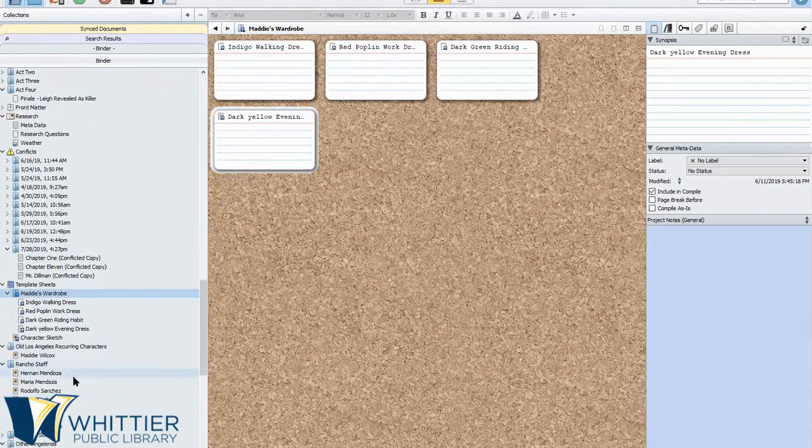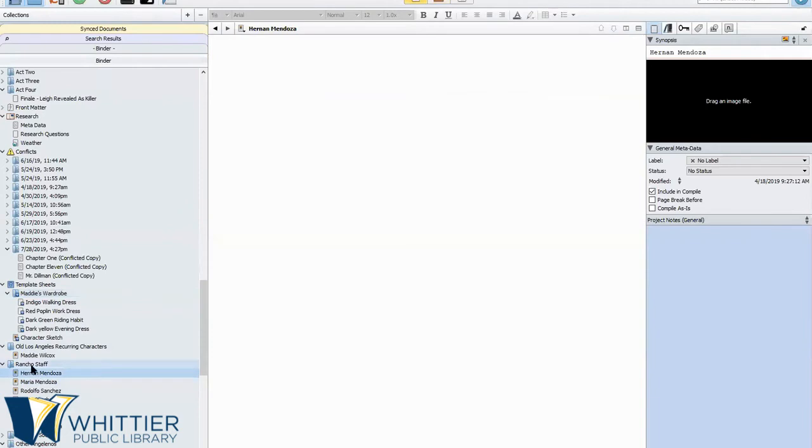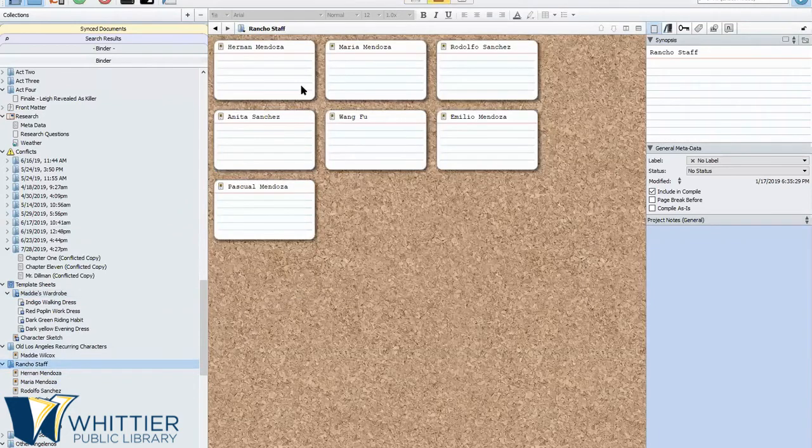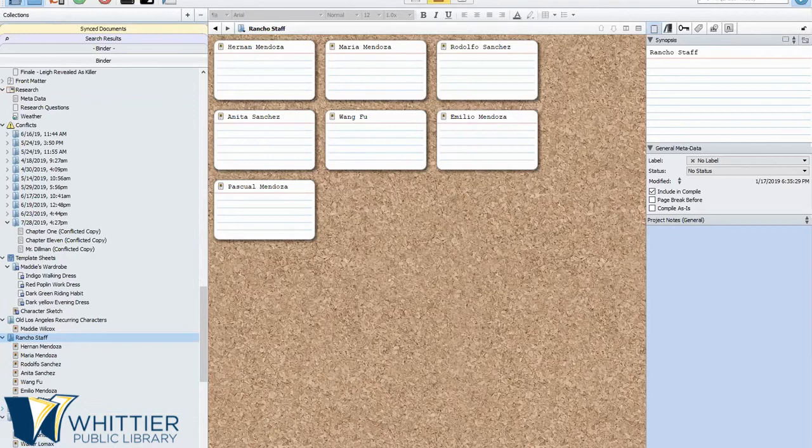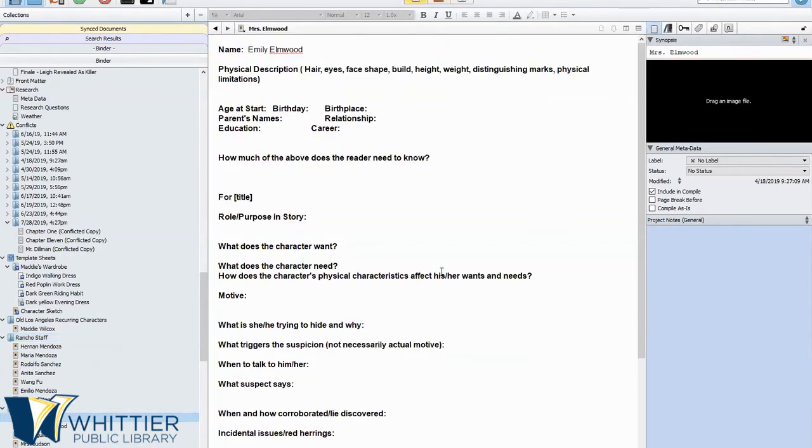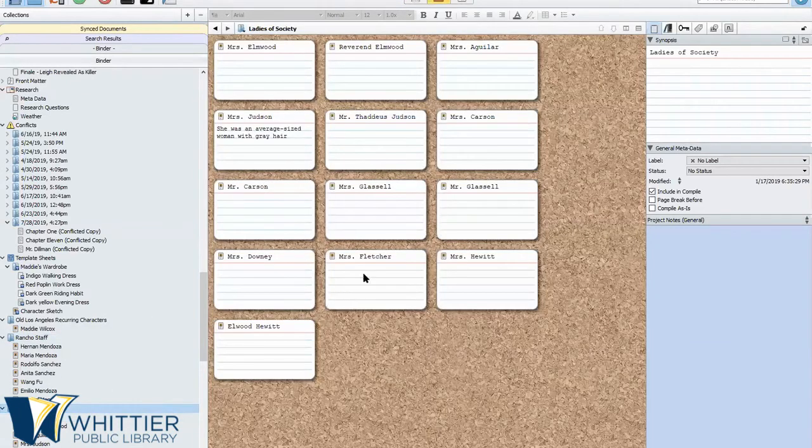And then I can also keep track of characters that recur all the time, like the Rancho staff, Hernan Mendoza, Maria Mendoza, Wang Fu, some of the ladies of Los Angeles society. You know, Mrs. Emily Elmwood, who's the preacher's wife and is really kind of a pain in the butt, truth be told. But Mrs. Judson, Mrs. Glissell, and Mr. Glissell. By the way, Mr. Glissell was a real person, only I fictionalized him.